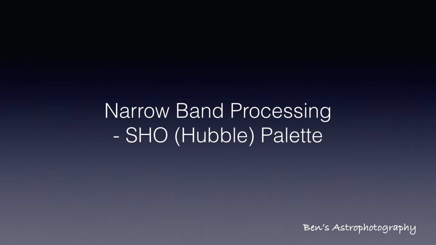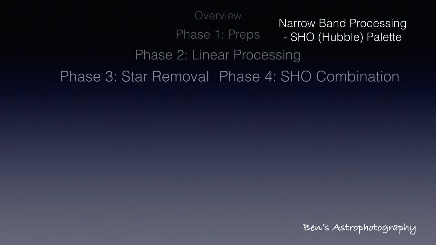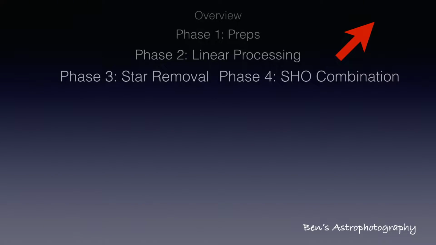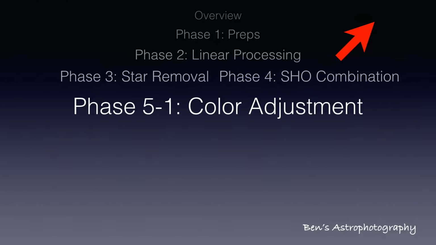This is the fifth video of my detailed narrowband processing series. If you haven't watched the previous four videos, please use the shortcut on the upper right corner to check them out. Highly recommended. In this video, I will talk about the first part of phase 5, color adjustments. I'll do it in PixInsight.